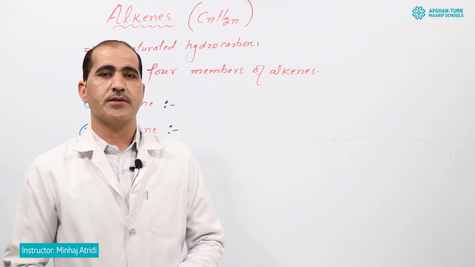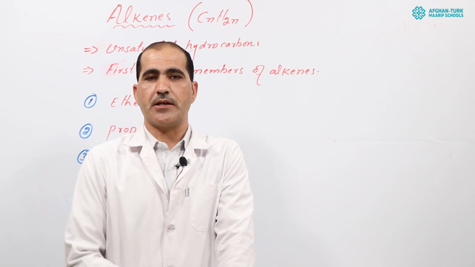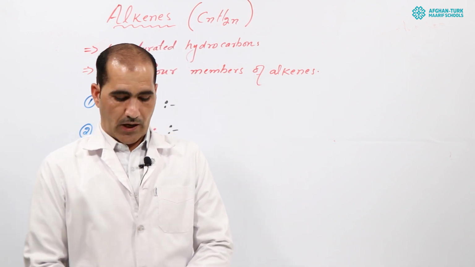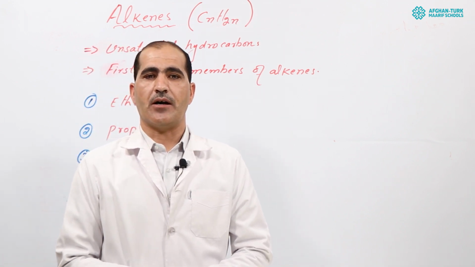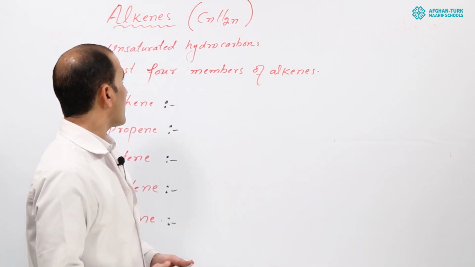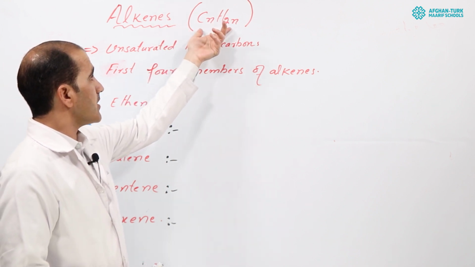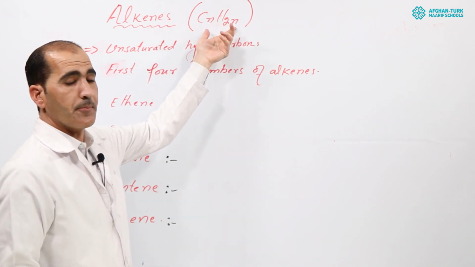So last time we finished the alkane family. Today we are going to start the alkene family. Alkenes are open chain hydrocarbons. They are also called unsaturated hydrocarbons. Their general formula you can see here, CnH2n.